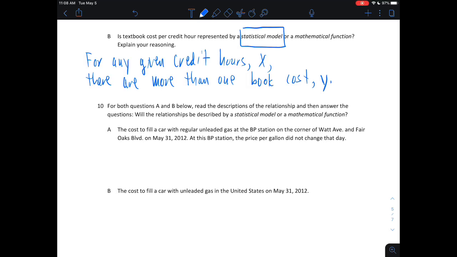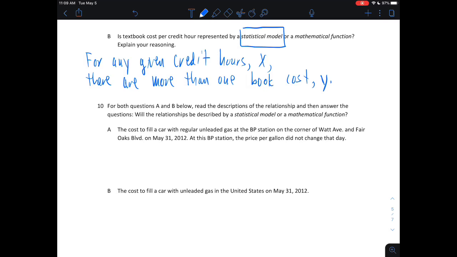So then finally, number 10. For both questions A and B below, read the descriptions of the relationship and then answer the questions. Will the relationships be described by a statistical model or a mathematical function? So now these are different examples than what we were just looking at in this whole lesson. Part A. The cost to fill a car with regular unleaded gas at the BP station on the corner of Watt Avenue and Fair Oaks Boulevard on May 31st, 2012. At this BP station, the price per gallon did not change that day.